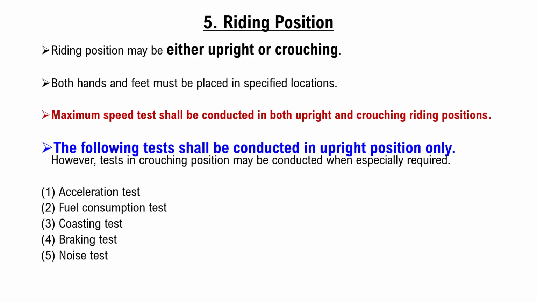Riding position. Riding position may be either upright or crouching. Both hands and feet must be placed on the specified locations. Maximum speed tests shall be conducted in both upright and crouching riding positions. However, the following tests shall be conducted in the upright position only. That is acceleration test, fuel consumption test, coasting test, braking test, and noise test.